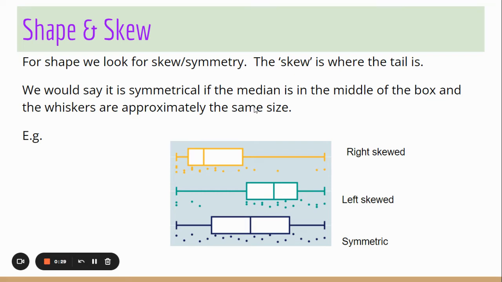You can see in these pictures that this one here has quite a long tail on this side, the right-hand side, so we call it right skewed. It means there's a few values in our dot plot that are away from the rest of the values. This one is left skewed because the tail is on the left-hand side. This one we call symmetric because it looks all nice and even.